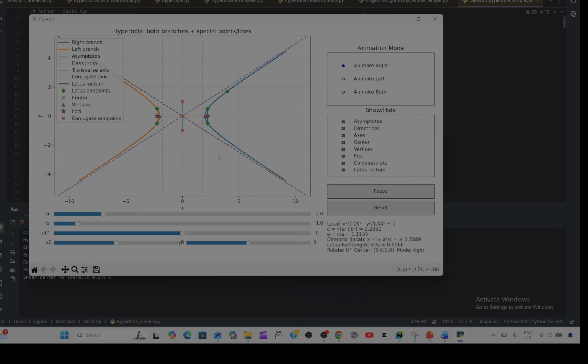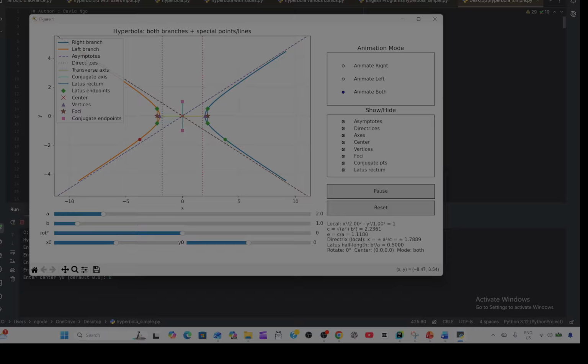For example, if I choose animation right, then you see it running on the right branch. The animation will show you that the point is on the curve on the right. If you put animation left, then you see only the left one moving. Okay, that's on the left branch. If I want to run both, then both of them go running right here. So they show you that the two points are on the hyperbola lines.